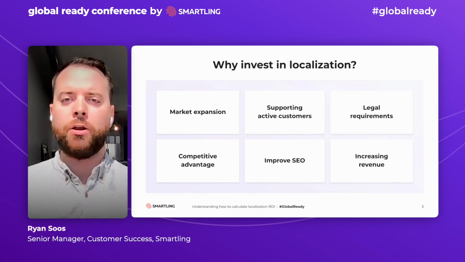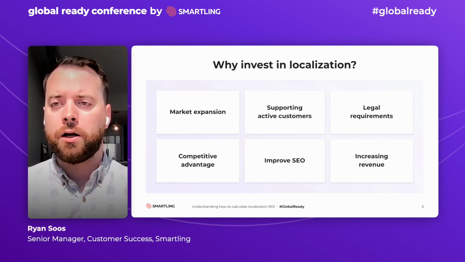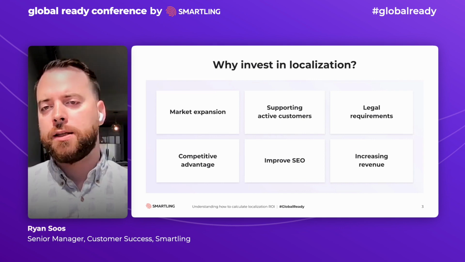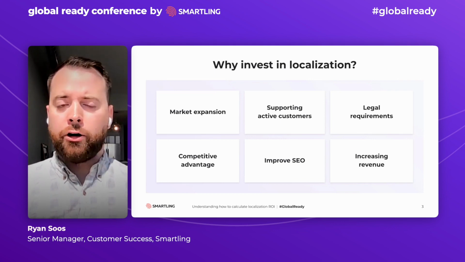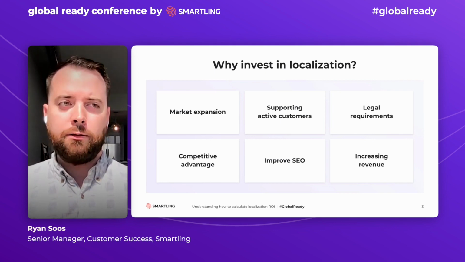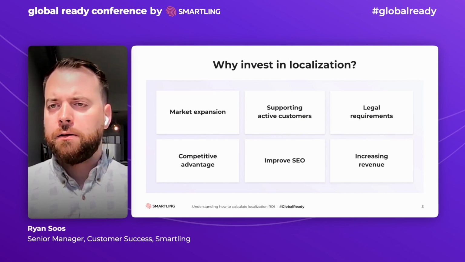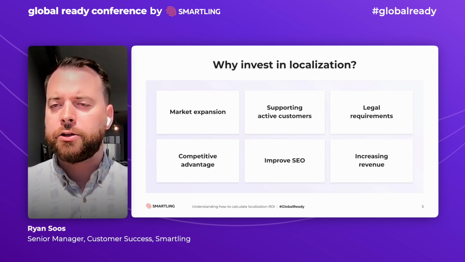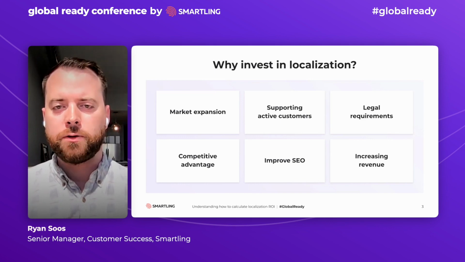So I've worked at Smartling for 6 years, and I've worked with dozens, if not hundreds, of customers. And some of the more common themes that we've seen are across these 6 areas. So first of all, market expansion. Entering into new markets where maybe the language that you create your source copy in isn't spoken. So maybe you write all your source content in English and you want to enter into a French market. This one's pretty clear, right? We want to speak the same language as our customers.